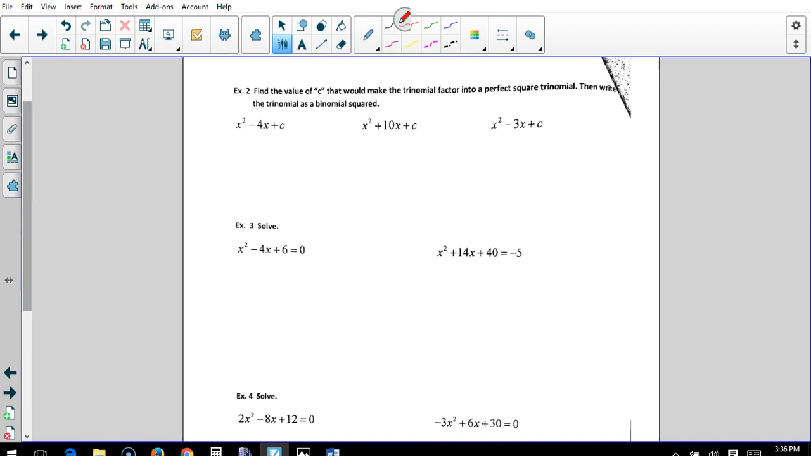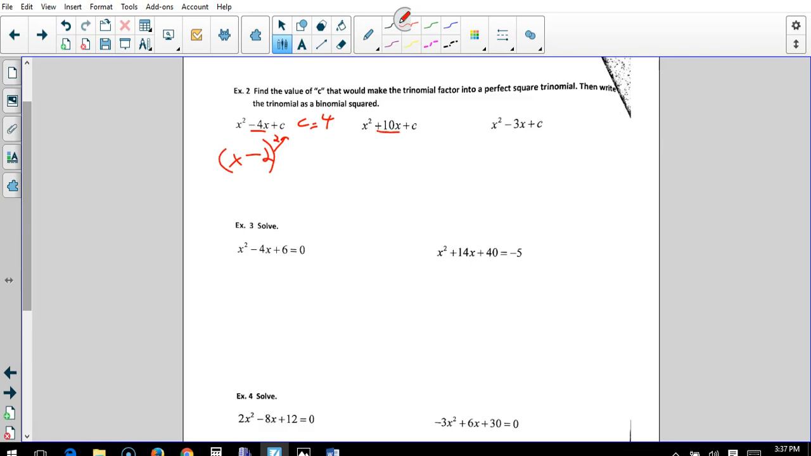So here's our shortcut. What's half of -4? -2. Write it right here. Now square it. C is +4. Now write this as a perfect square, or the binomial square, sorry. Okay?